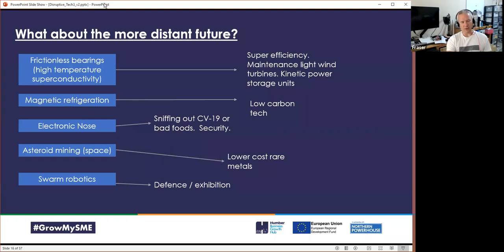In the more distant future, there are some other exciting technologies which we need to be aware of, that I know of. And I guess this is a bit more speculative because some of these things are in progress or not yet working. But I do think we'll see frictionless bearings quite soon. And that means we're going to have really efficient wind turbines. We might even have kinetic storage units.